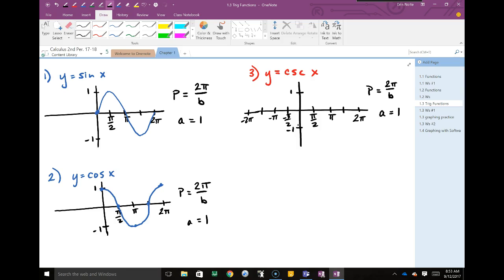Where else do I have a vertical asymptote? Okay, so any place where I have a 0 where it crosses the x-axis on my sine, that's where I have a vertical asymptote on my cosecant. Okay, so I have one at 0, I have one at pi, I have one at 2 pi. And basically it starts to look like every 2 increments. Okay, so let's draw those in there.